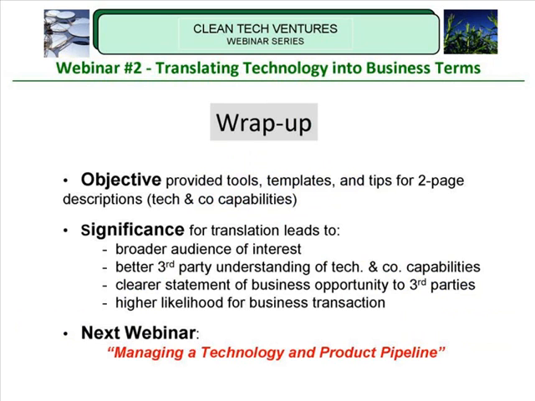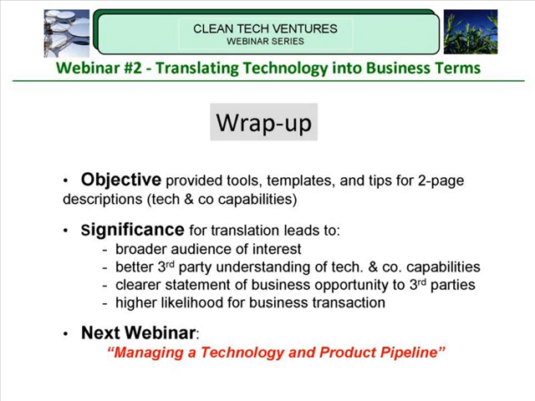The objective, we hope we've met, we've tried, and that objective has been to provide you with some tools, templates, and some tips for writing a two-page description for each of your technology and your company capabilities. The significance for translating technology and company capability leads to a broader audience of third parties who may be interested in you. These third parties will now be able to better understand your technology and capabilities.